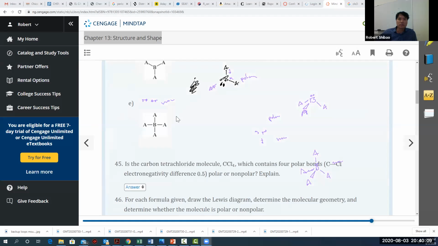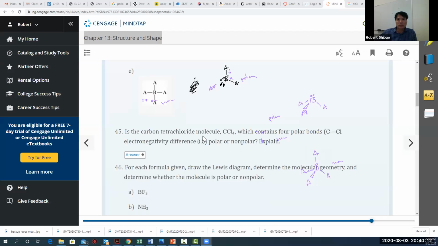This is same, I don't know. Is the carbon tetrachloride molecule, CCl4, which contains 4 polar bonds, polar or non-polar?